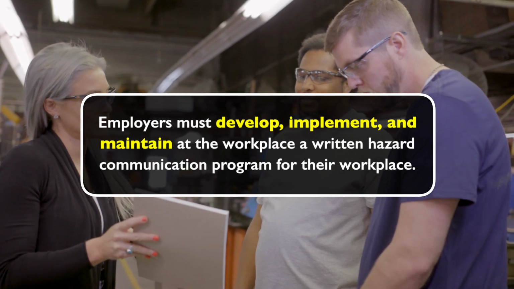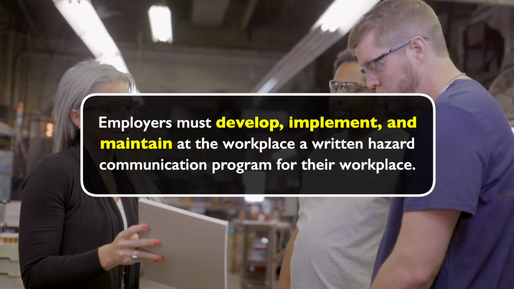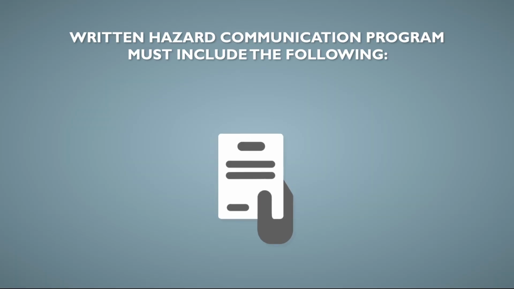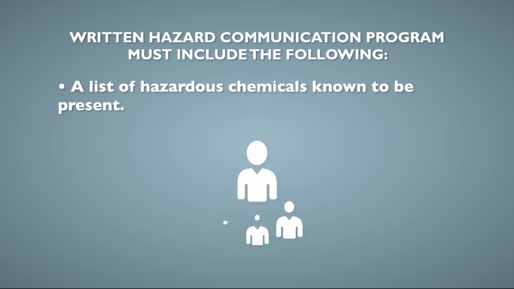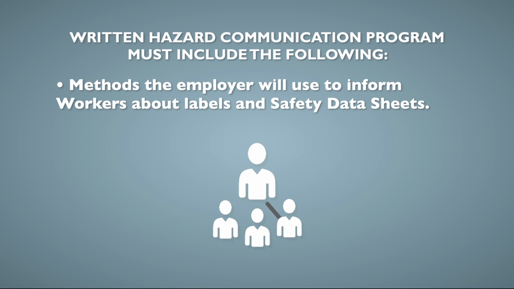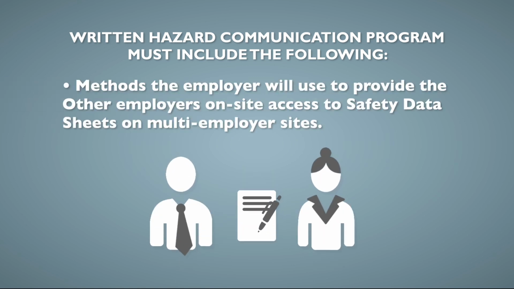Employers must develop, implement, and maintain at the workplace a written hazard communication program for their workplaces. Written hazard communication programs must include the following: a list of hazardous chemicals known to be present, the methods the employer will use to inform workers about labels and safety data sheets, the methods the employer will use to inform employees of the hazards of non-routine tasks, and methods the employer will use to provide other employers on-site access to safety data sheets on multi-employer sites.